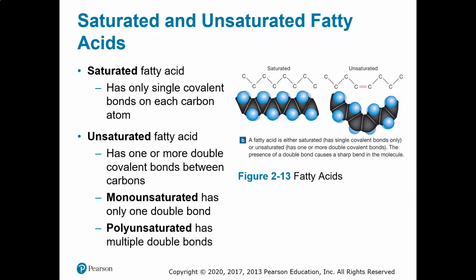And you will find that at the end of the hydrocarbon chain. If the fatty acid is saturated, then it only has single bonds between the carbon atoms, single covalent bonds. But if it has even one double bond, then it's called unsaturated, and it will cause that fatty acid to have a kink or a bend in the chain. Unsaturated fatty acids tend to be liquid at room temperature. We call them oils, and they are typically from plant sources. Saturated fatty acids tend to be solid at room temperature. We call them fats, and they also tend to be of animal origin.